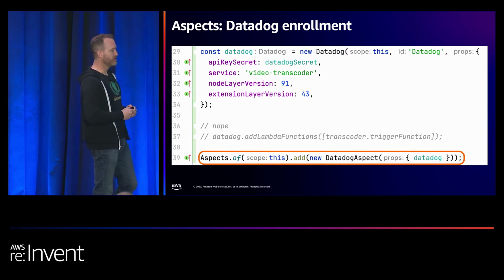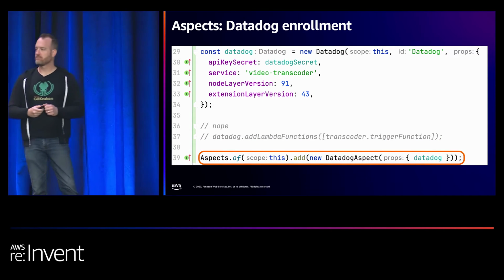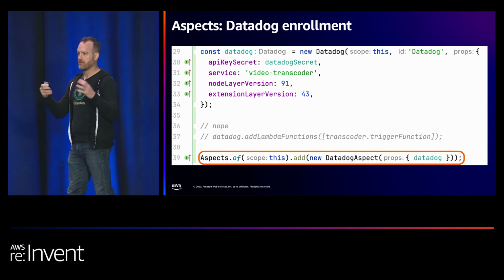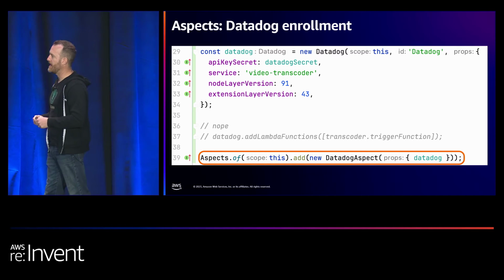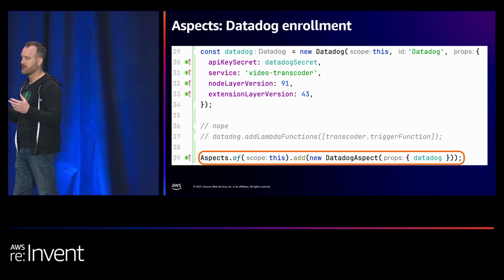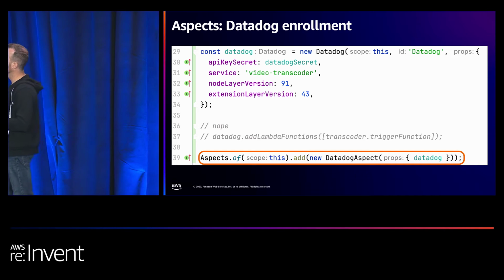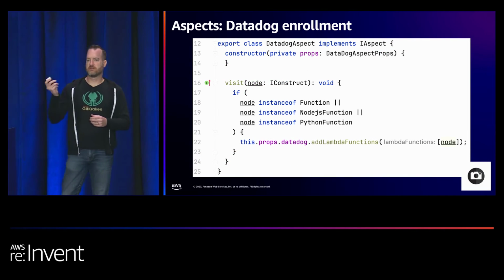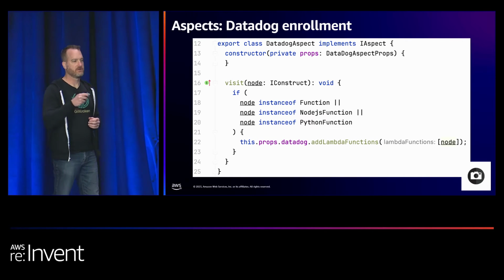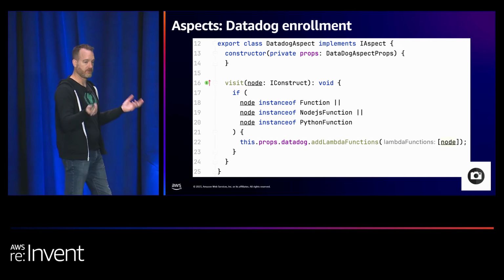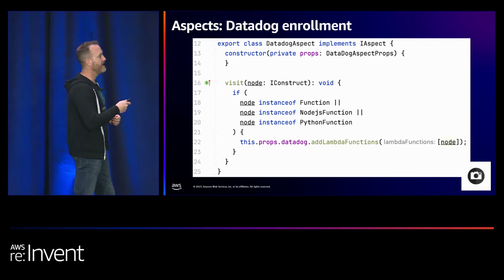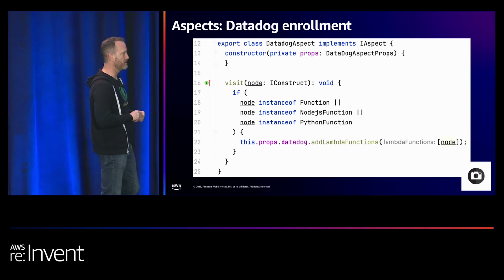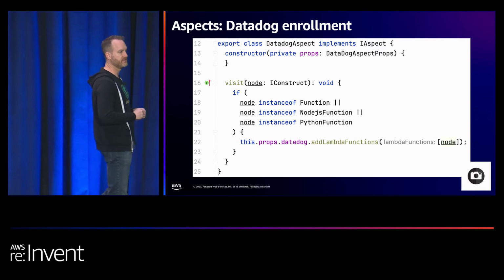Instead, I'm going to build a Datadog aspect. And then I'm going to add that aspect to this scope. In this case, this would be a stack, but it could potentially be any scope. It could be a stage, a construct, a stack, whatever. What this aspect does is that it is given every single node, every single resource, every single construct within my CDK scope that I gave it. And if that node is a Node.js function or a Python function, I'm going to call the addLambdaFunctions call on it instead.